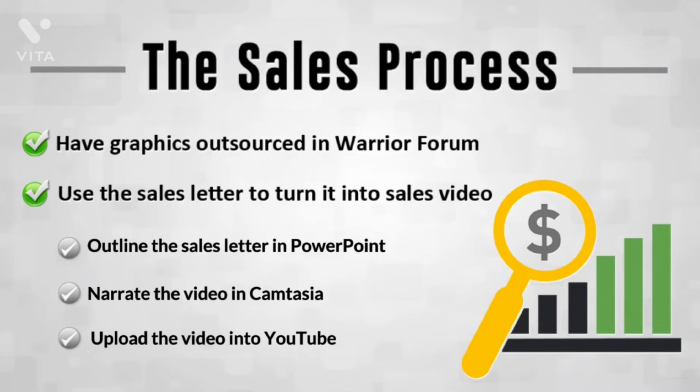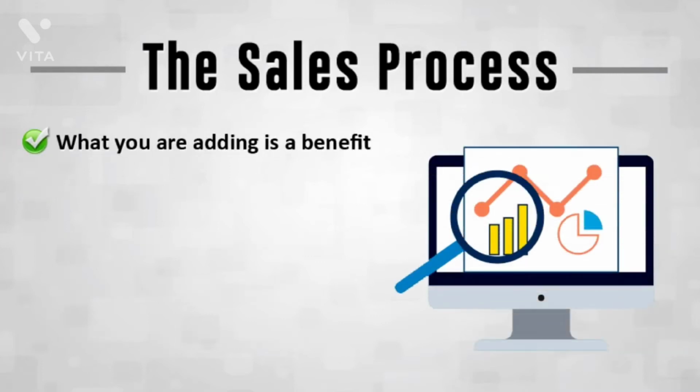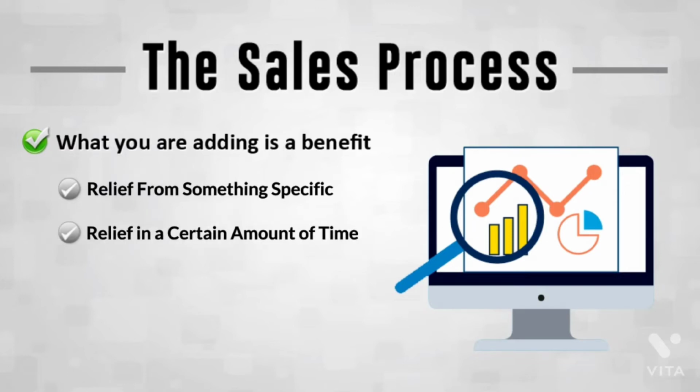Now, what are you adding as a benefit? You are adding a benefit of relief for something specific. You're doing relief in a certain period of time. That's the basis of the product I'm telling you to create, right? Relief from something specific. So you're turning the PLR into something specific, and you're doing it in a certain period of time.